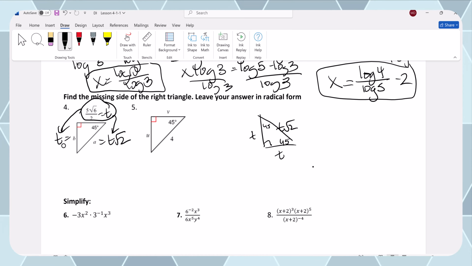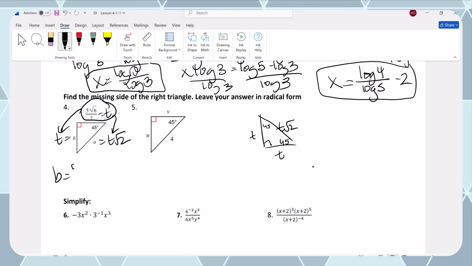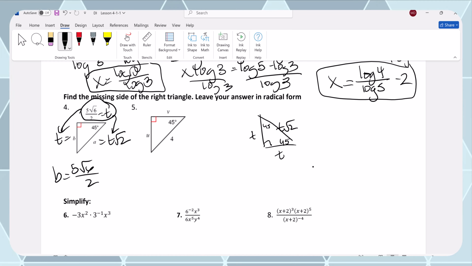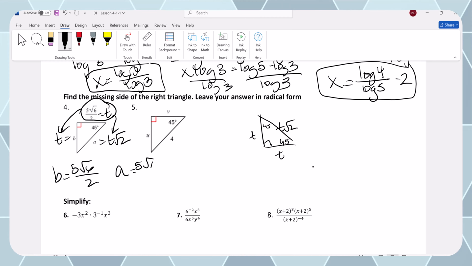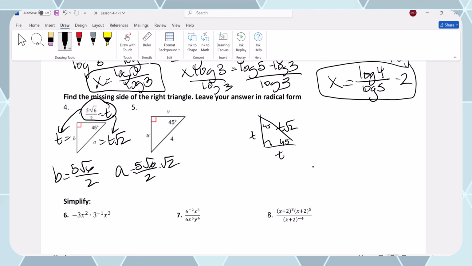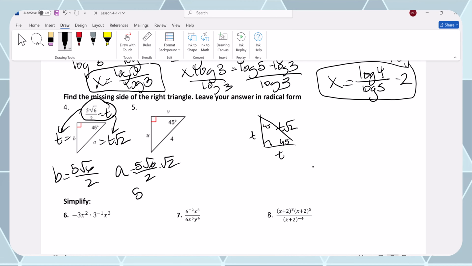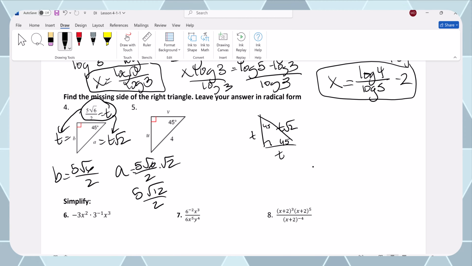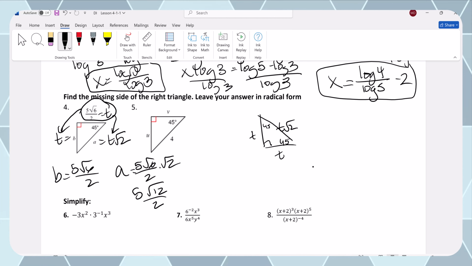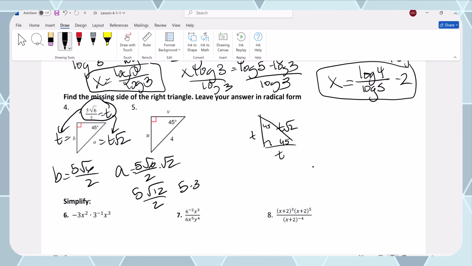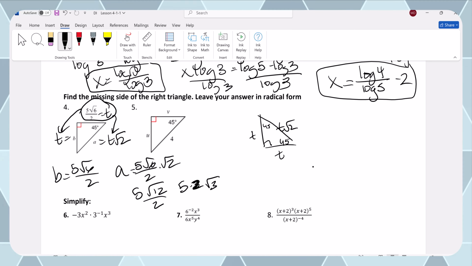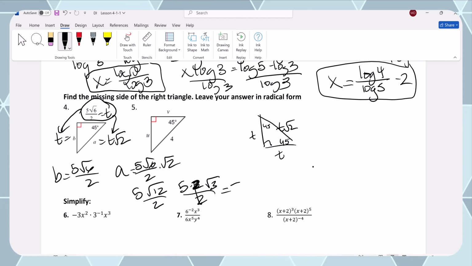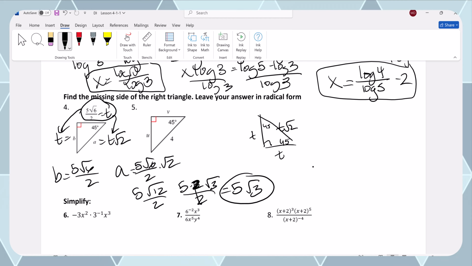So I know that b equals t, so that's going to be 5 root 6 over 2. And then a is 5 root 6 over 2 times root 2, which is going to be 5 root 12 over 2, which you can break apart that root 12 into 5 times 2 root 3, because root 4 turns into 2, all over 2. The 2's cancel out, so that becomes 5 root 3. So that's what a equals.